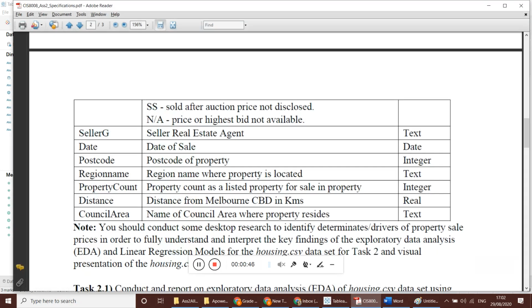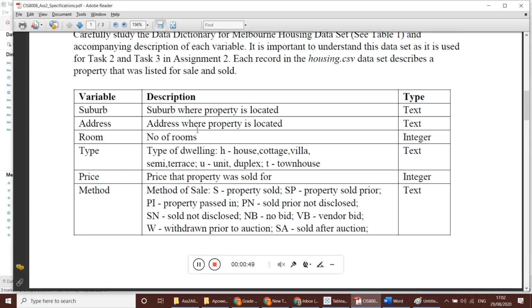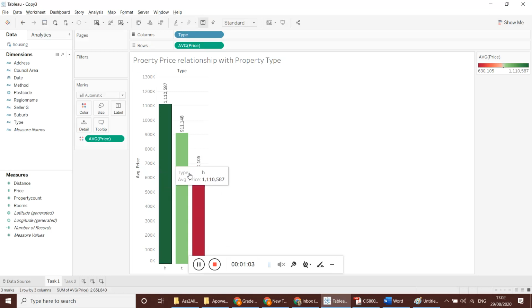If you check this, type H means house, cottage, villa, semi or terrace. U means unit or duplex. T means townhouse. So when you speak about these things, the house type of property has the maximum average value, that is 1,110,587 dollars. That is the average price. This is the highest price, and this is the minimum price when we took average values.